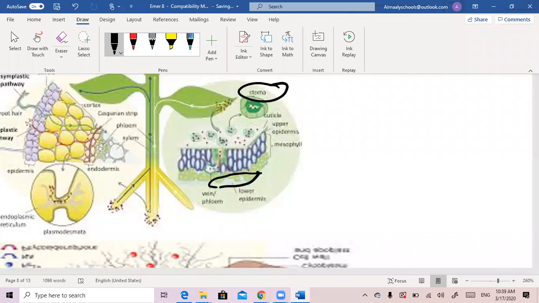Stoma is singular, and stomata is plural. Do you see the stoma well? It does two things. Number one, the exchange of gases. Number two, it makes the transport called transpiration. In the lower epidermis, we have a lot of stomata, which are openings inside.